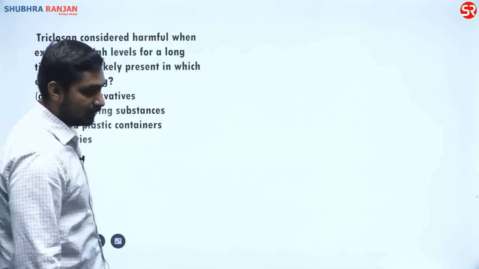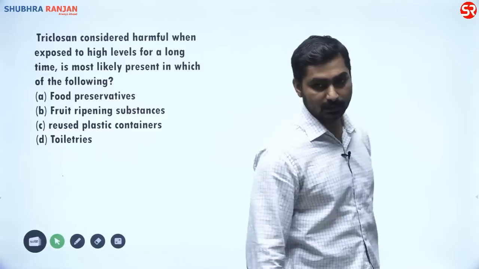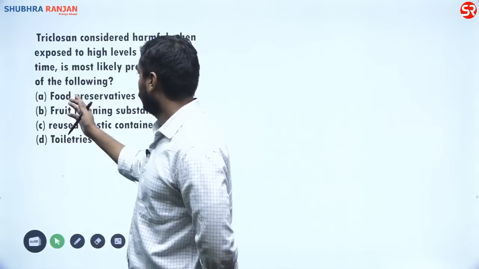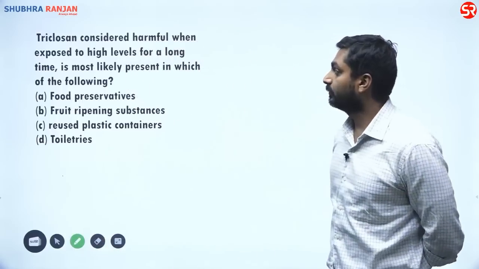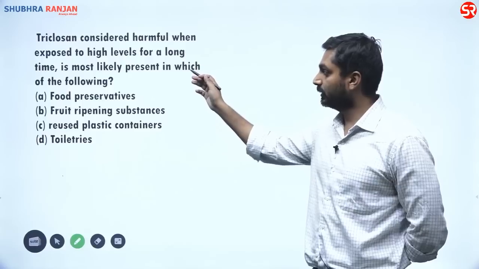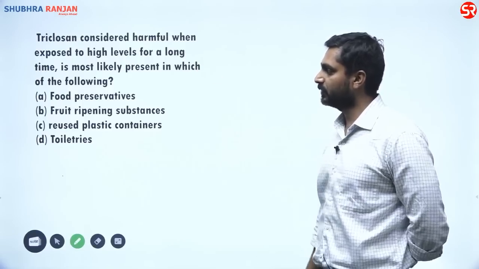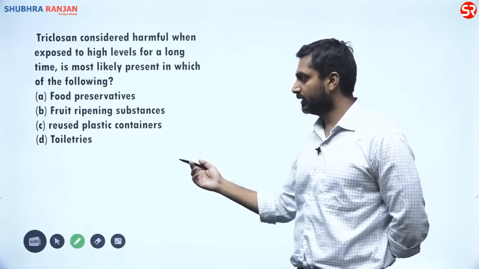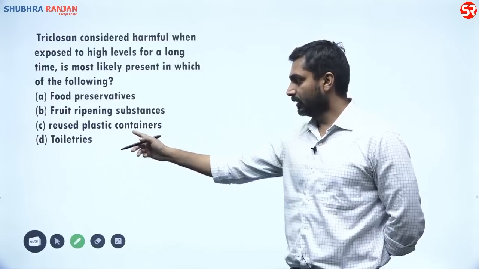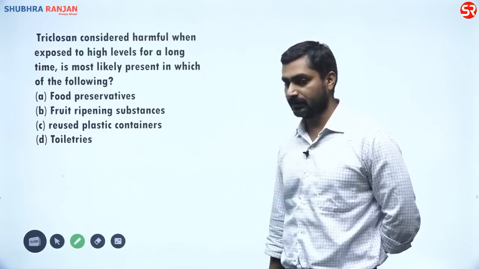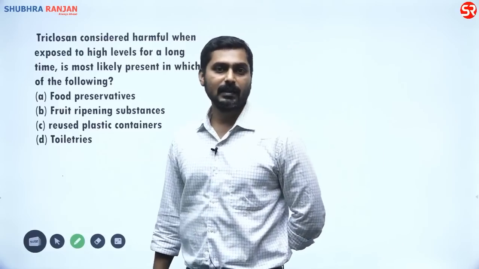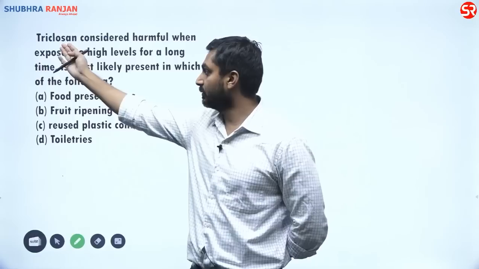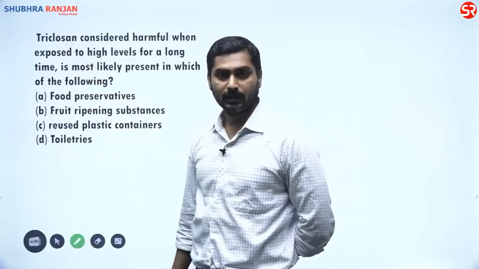Now, this question can also be considered on the tougher side. So triclosan, considered harmful when exposed to high levels for a long time, is most likely present in which of the following? Food preservatives, fruit ripening substances, reused plastic containers, and toiletries. So there was news in 2016. In 2016, the FDA banned the use of this chemical triclosan in soaps in the USA.